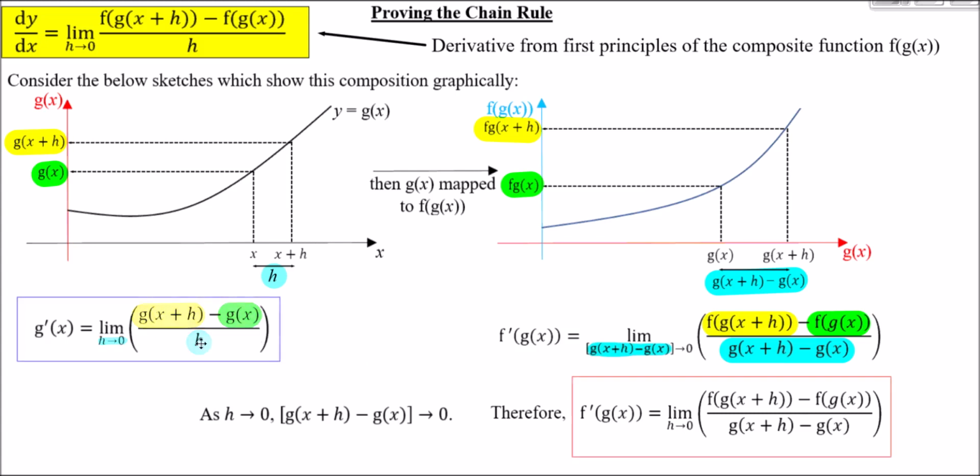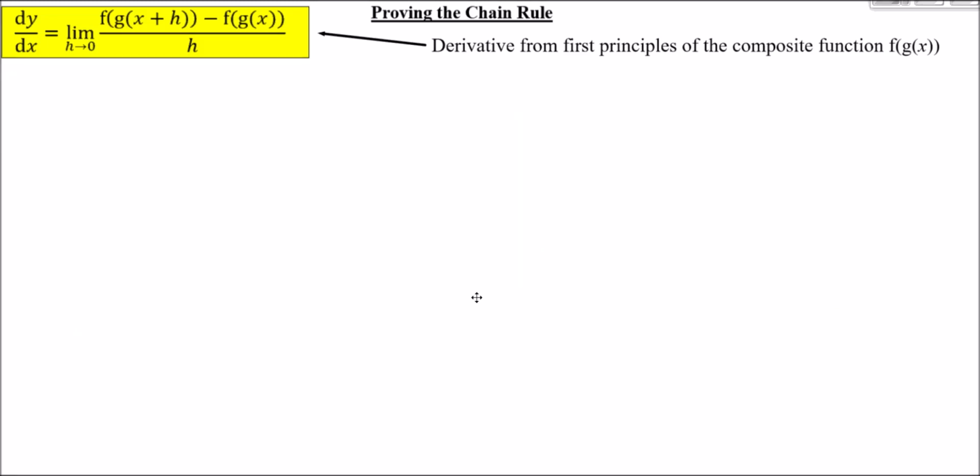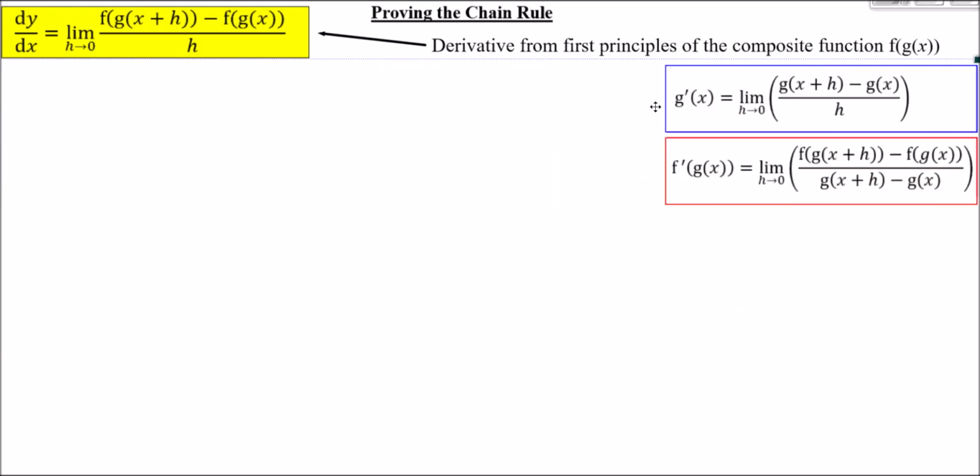What we have here is an expression for g dashed of x, and an expression for f dashed of g of x, which I'm going to put in a blue box and a red box. So we can now get to the proof properly. Those results I'm going to put over here to use for g dashed and f dashed of g of x. And we're going to start here with this derivative from first principles of the composite function.